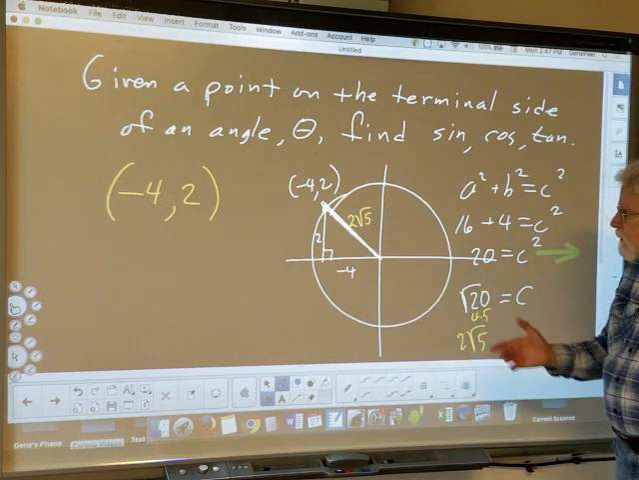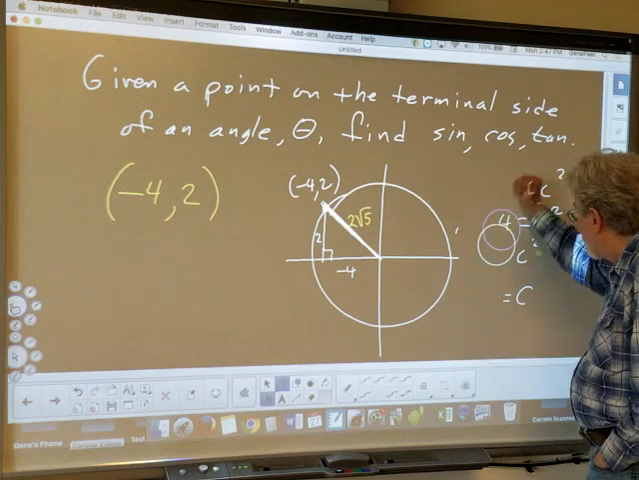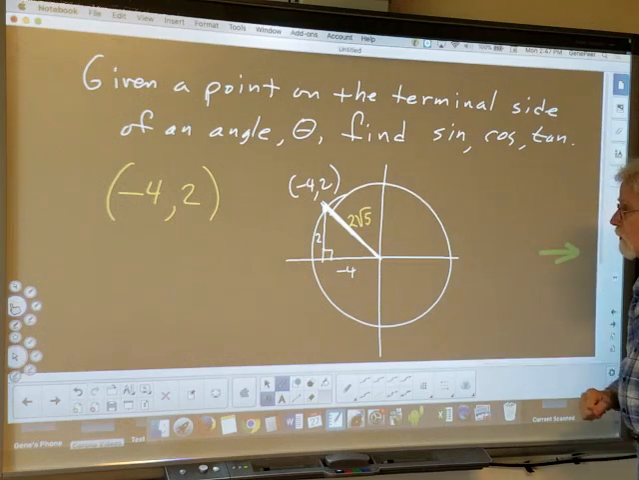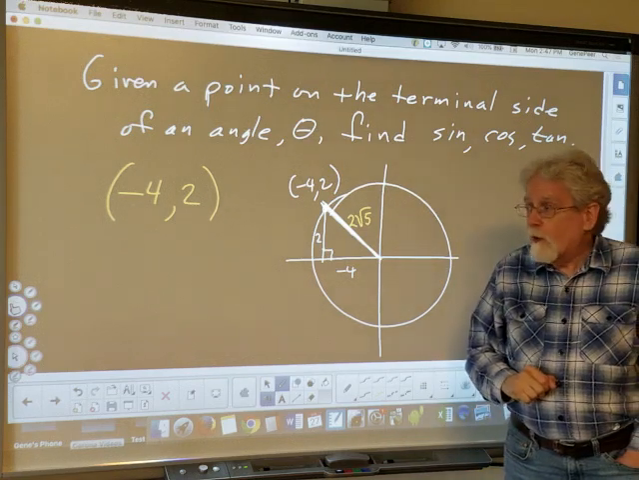From that, finding the rest of the functions is trivial. Well, it's trivial provided you are familiar with our old friend SOHCAHTOA.